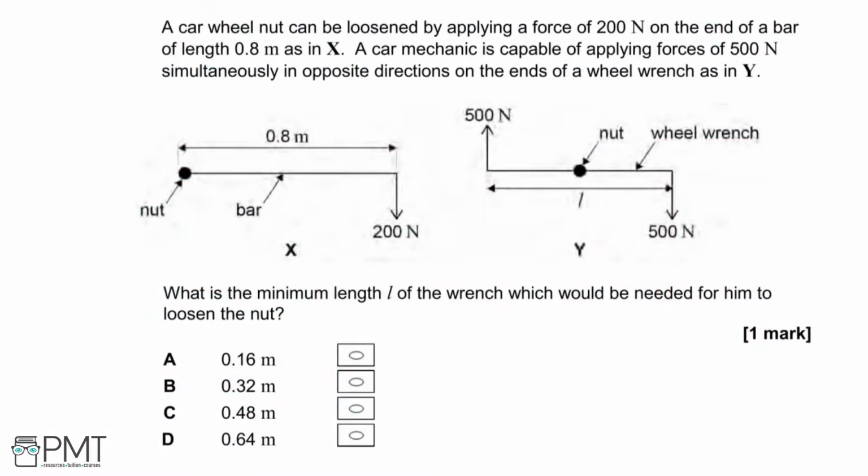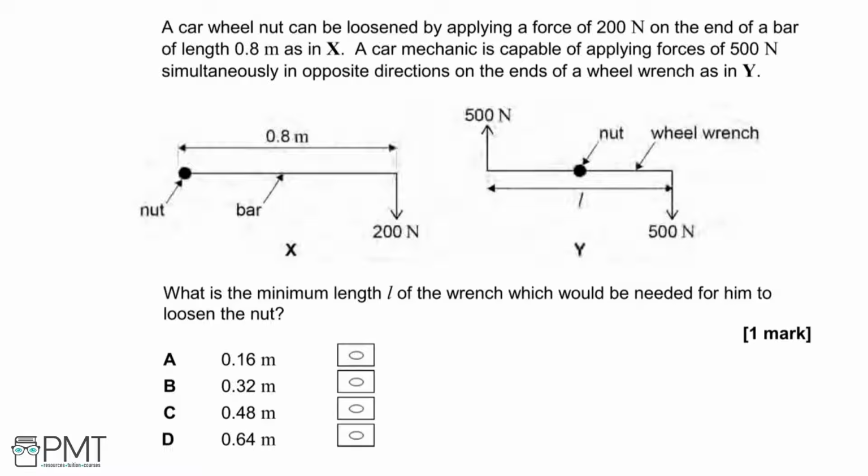A car wheel nut can be loosened by applying a force of 200 newtons on the end of a bar of length 0.8 meters as in X. So that's the diagram on the left. A car mechanic is capable of applying forces of 500 newtons simultaneously in opposite directions on the ends of a wheel wrench as in Y.